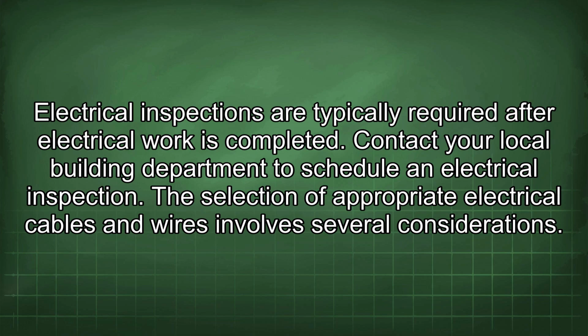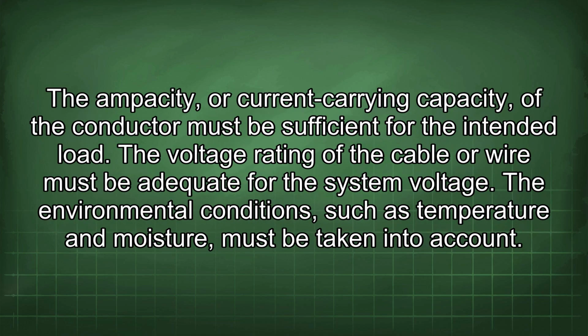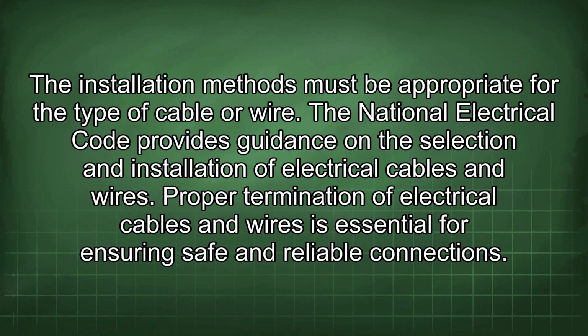The selection of appropriate electrical cables and wires involves several considerations. The ampacity, or current carrying capacity, of the conductor must be sufficient for the intended load. The voltage rating of the cable or wire must be adequate for the system voltage. The environmental conditions, such as temperature and moisture, must be taken into account. The installation methods must be appropriate for the type of cable or wire. The National Electrical Code provides guidance on the selection and installation of electrical cables and wires.